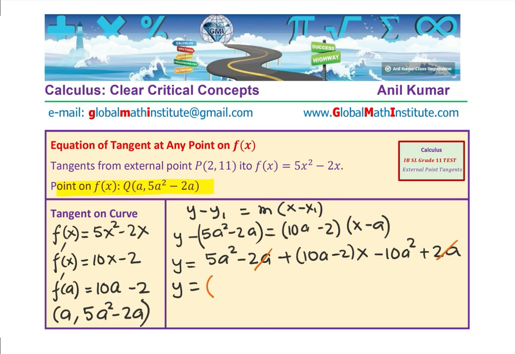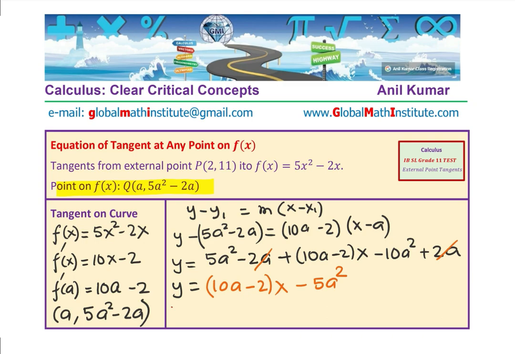So I'll write down 10a minus 2 times x, that is the gradient now, and 5a square minus this means minus 5a square, correct? So we get the equation of the tangent line, which is equal to the gradient 10a minus 2 x minus 5a square. So the y-intercept is minus 5a square. You get it, right? So that becomes the equation of the line. Let me write it big and bold.